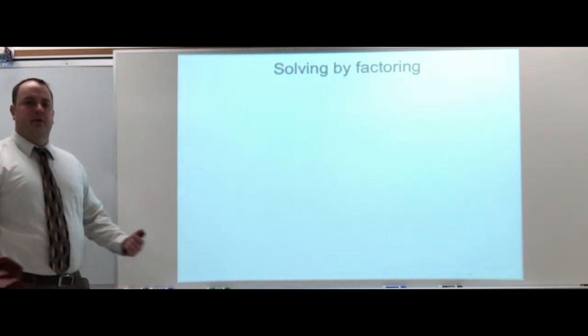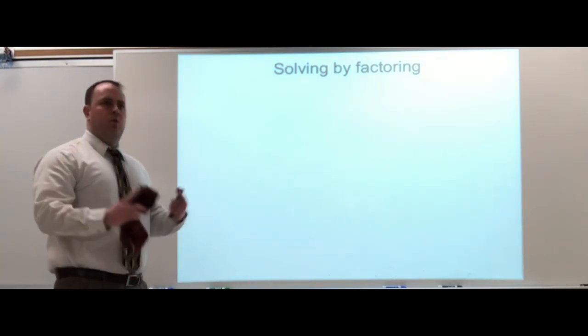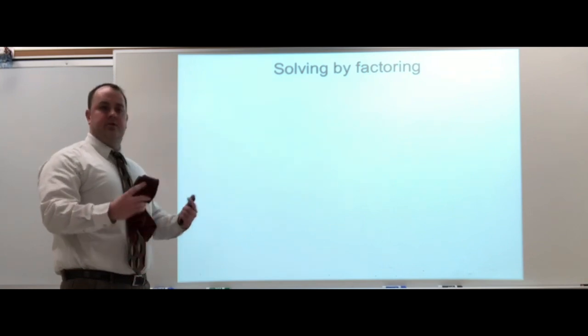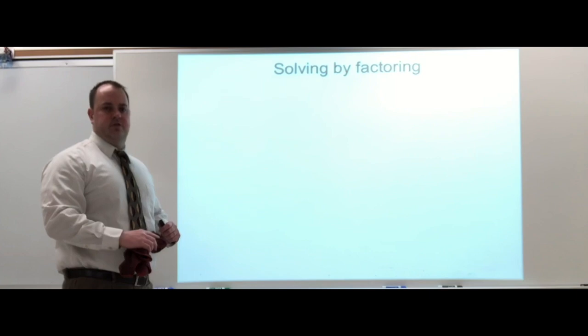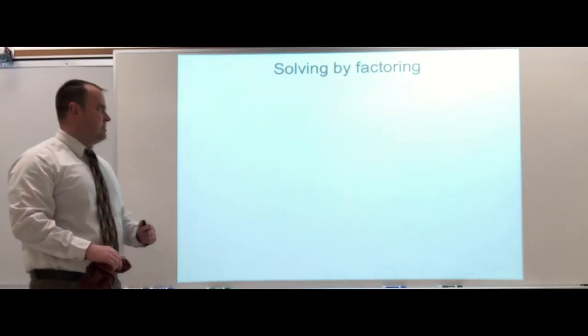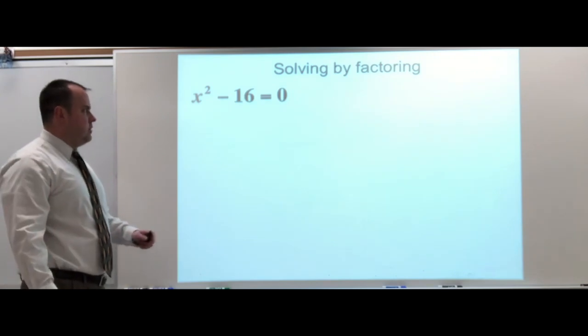So solve by factoring. The directions are very important. If it just says factor completely, we don't need to get the value of x. We just need to factor it as much as we can. When it says solve by factoring, we have an extra step to do of finding what the value of x is. So here we have x squared minus 16 equals 0.